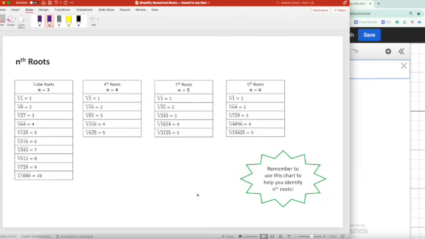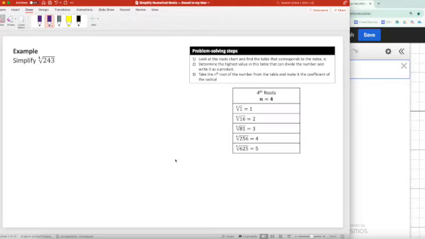These nth roots are all in the study guides that are linked in this lesson. But the key here is that whenever you're working with a root, you have to figure out the index, and then the index of the root is going to tell you which part of this chart to use. So be very careful that you're looking at that index and using the correct part of the chart. Okay, so let's start off with this example.